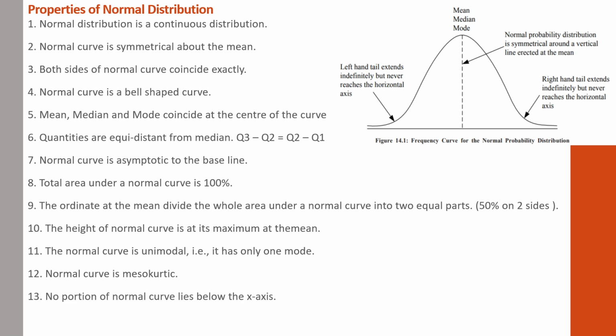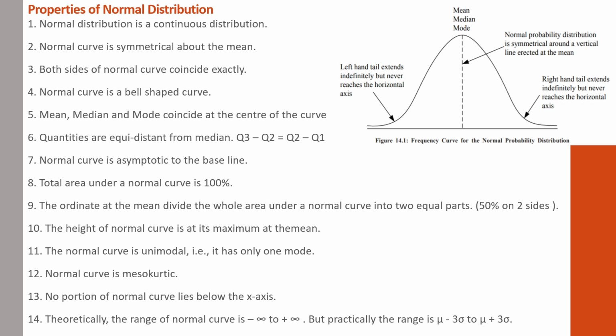No portion of the normal curve lies below the x-axis. That is a property of the normal curve. The curve will only go in a continuous flow along the x-axis, but even if it coincides with it, it will not go below the x-axis. That is a property.